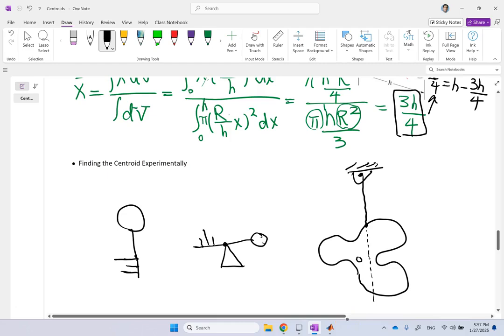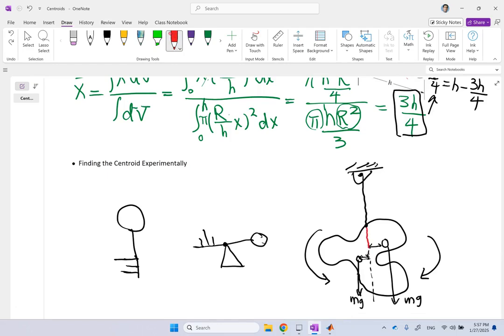Because if it is not, if it's here or here, then it is going to create a moment, because there is a distance from the mg force to what? To the axis of hanging. And this mg times that distance will create a moment, so it will either tilt this way or tilt this way. So the centroid should definitely be on this line. So what I'll do is draw this line on the object, and I know my centroid should be somewhere on that.